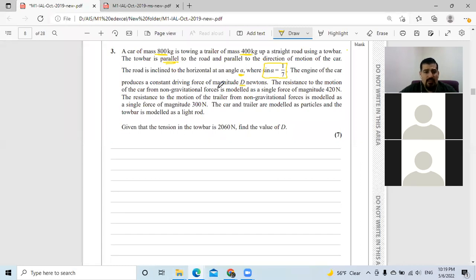The resistance to the motion of the car, a non-gravitational force, is modeled as a single force on the car of 420 Newtons, and the resistance to the motion of the trailer is a non-gravitational force also, of 300 Newtons. The car and the trailer are modeled as particles, and the tow bar as a light rod. Given that the tension in the tow bar is 2060 Newtons, find the value of D. 7 marks.